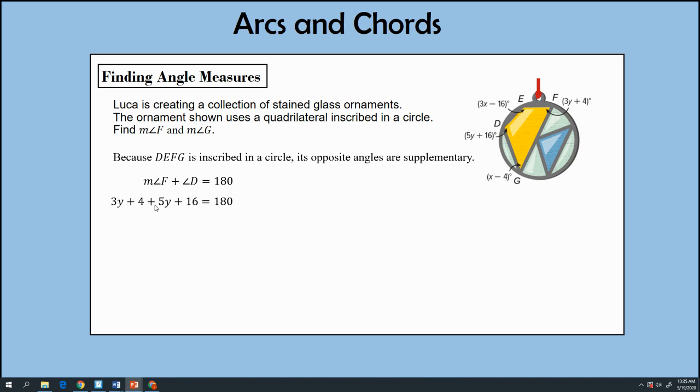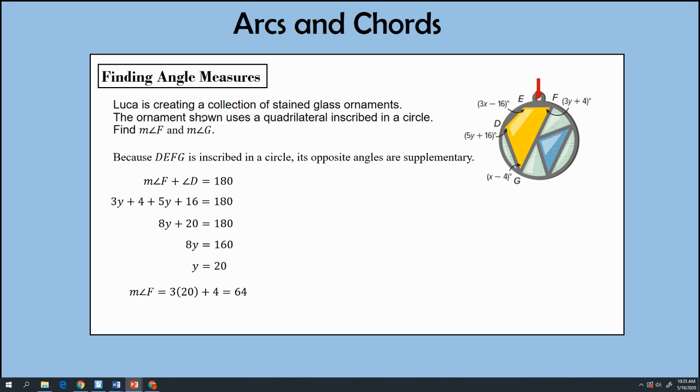So 3y plus 4 plus 5y plus 16 equals 180. Those are those opposite angles. 8y plus 20 is 180. Subtract our 20, divide by our 8, and y is 20. Again, make sure you finish the question. They asked for angle F, not for y. So finding y lets us get angle F. We know angle F is, go back up here, 3 times y plus 4. So that's 3 times 20 plus 4. So angle F is 64. You could find angle D by plugging in y here as well, or you could do 180 minus 64 to find angle D. So that gives us these two angles.